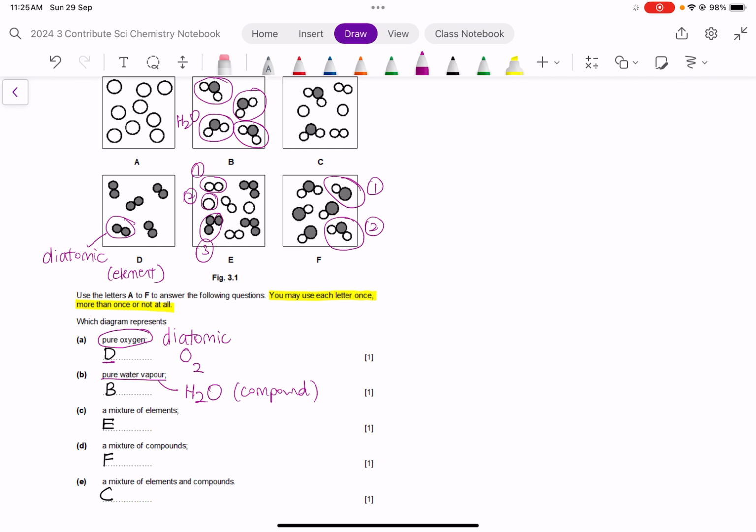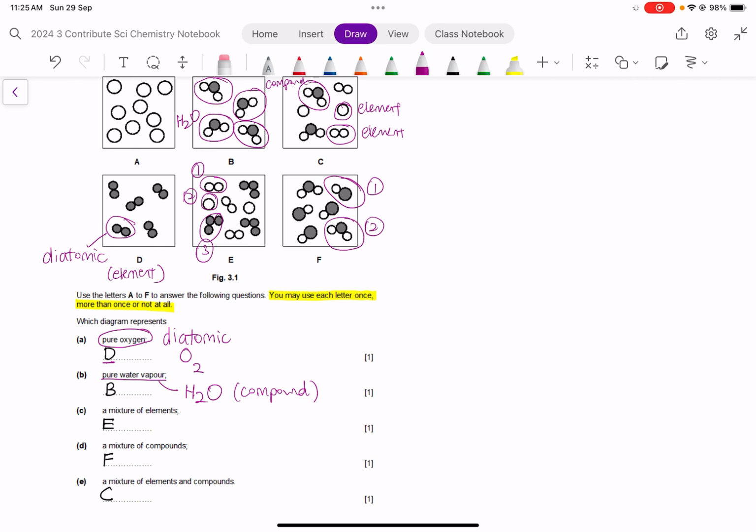And finally, a mixture of elements and compounds can be found in C. You can see element. You can also see another element. And you can of course see a compound in C. So C is a mixture of elements and compounds.